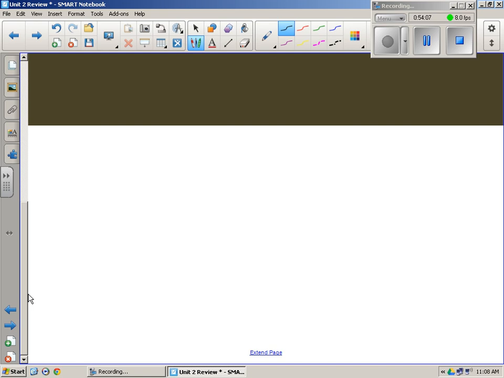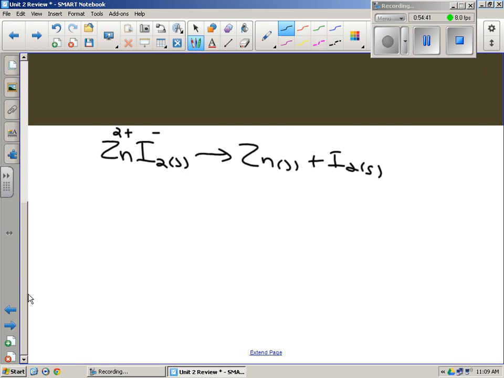The second thing it says is this: zinc iodide, 2+ 1-, forms elemental zinc and iodine, like so. Okay, that's the second thing you'll see. So what they're telling you there is a really important part of this. All right, we know that zinc, of course, in this ionic compound here, zinc iodide, 2+ 1-, forms zinc and iodine. Okay, elemental. Yes. So we know that's the case.